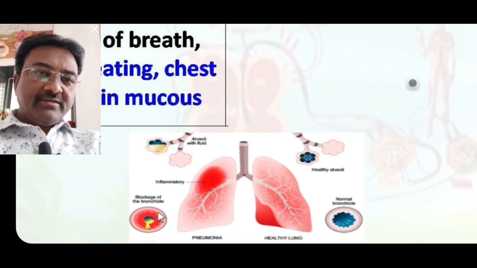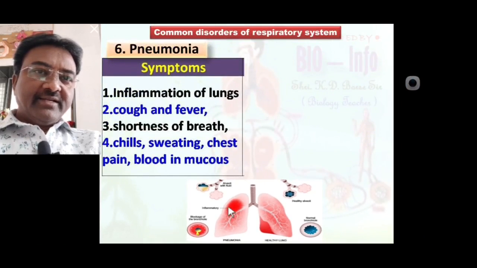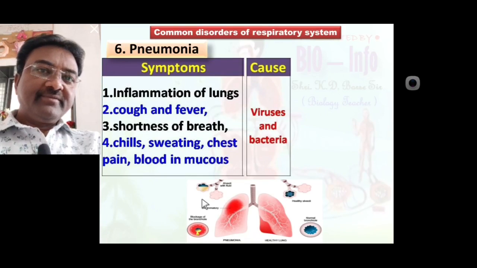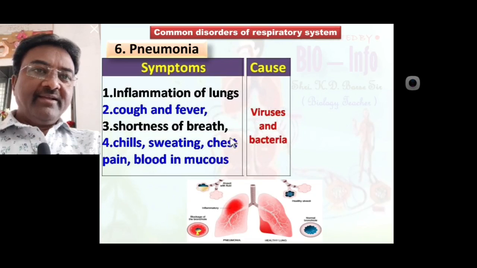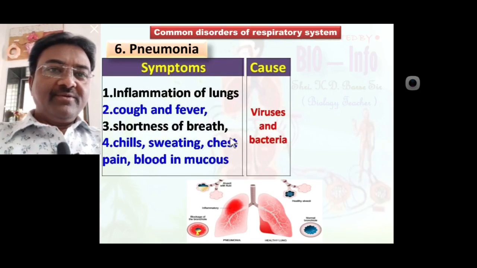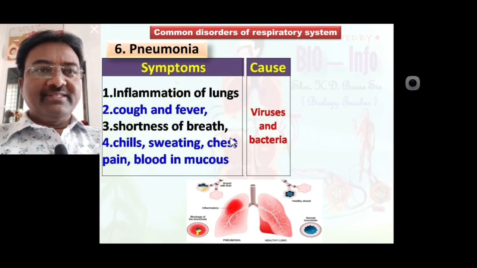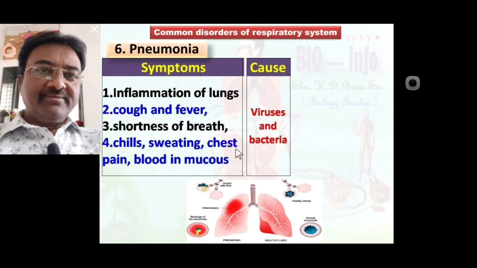Here the bronchioles are constricted. Also here cough and discharge like symptoms. And due to inflammation of the lung, cough and fever, shortness of breath, chill, sweating, chest pain, blood in the mucus are seen as symptoms in a pneumonia patient. How is pneumonia caused? Pneumonia is caused by viruses or bacteria. Means pneumonia is also a viral or bacterial disease, because pneumonia is caused by viruses as well as bacteria.